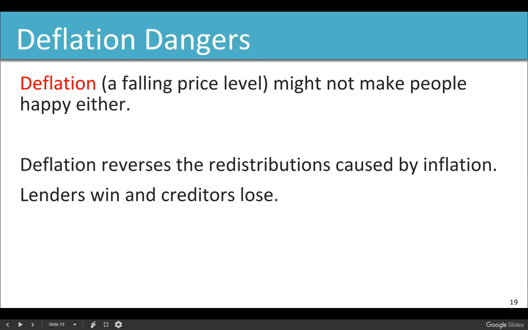Businesses may end up losing with deflation because we're not bringing in as much money. My electric bill is still the same. My rent is still the same, but I'm getting less money per gallon of milk I'm selling. I'm getting less money per gallon of gasoline I'm selling. I'm getting less money per bunny rabbit I'm assassinating, right? But my bills, some of them are staying the same.